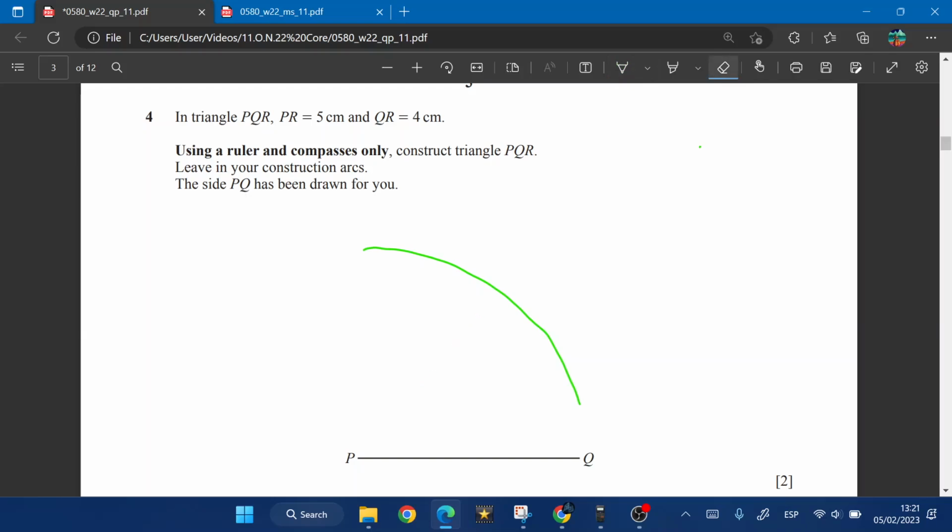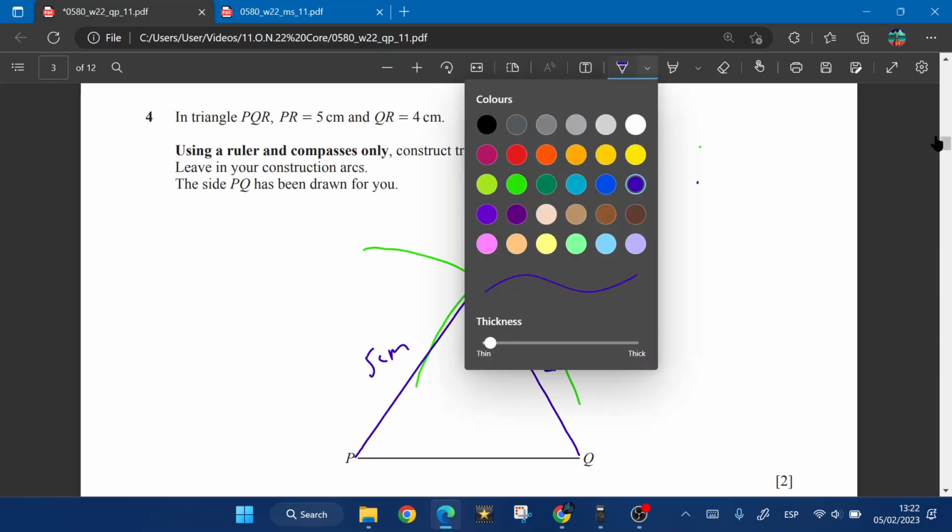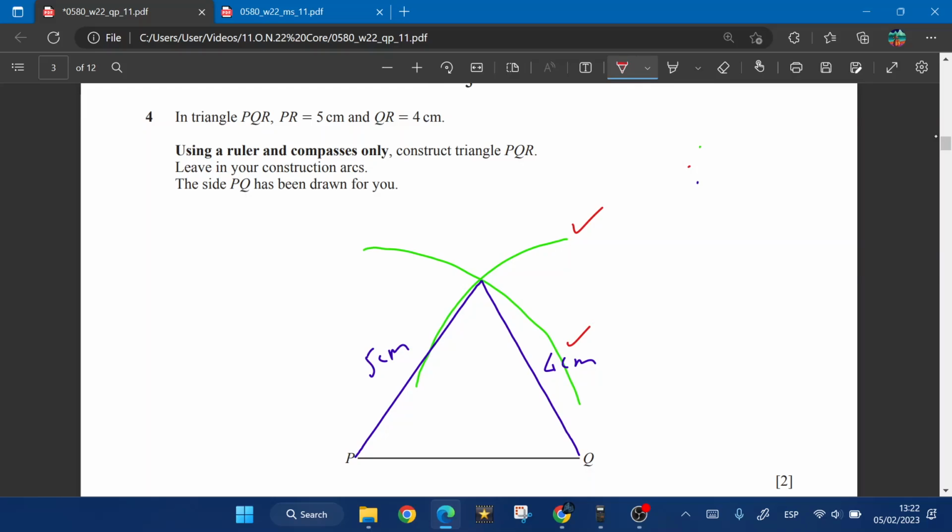Then you need to open your compass 4 centimeters. Put the sharp end on Q and you make another arc from Q. Now this arc will exactly be 4 centimeters from Q. And when those two meet, that's where you take your ruler and connect it to form the triangle. If you're not sure what's going on here, ask your teacher in class and they will show you. This line needs to be exactly 4 centimeters and that one will be 5 centimeters. You can find it by trial and error, but to get full marks you need to have these arcs, the ones in green, and then the lengths correct.